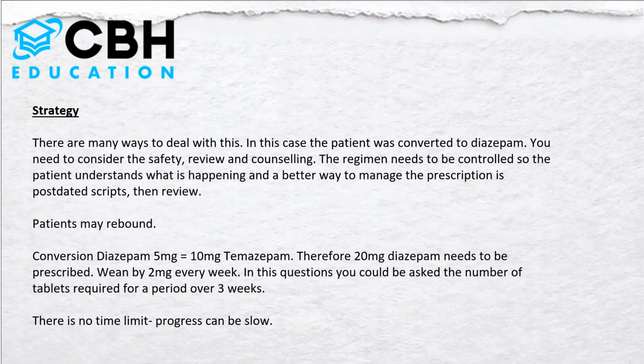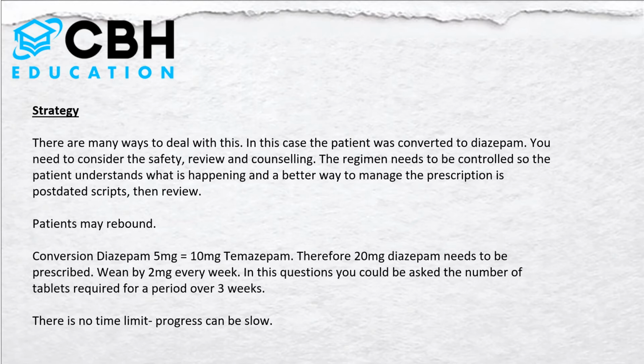There are many ways to deal with this case, and one of the things is you've got to be competent in how you're going to handle it. So you've got Diazepam 40. The colleague who dealt with this wrote to the mental health team, and they've said, look, patients on a high dose, convert them to Diazepam and wean them off very, very slowly. Now you can wean them off by 1 to 2 mg every week.